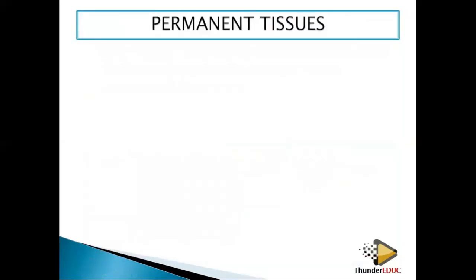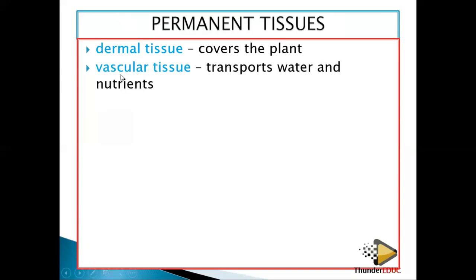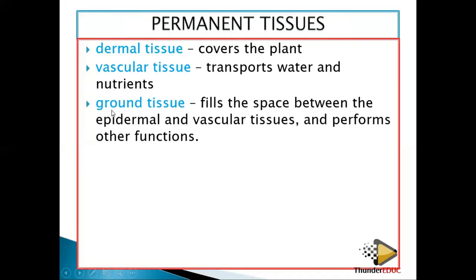So what about permanent tissues? When you look at permanent tissues, these ones can't modify. Dermal tissue covers the plant. It means it is at the outside part of the plant, that's why it's dermal. Dermal means it's like a skin. Then you have the vascular tissue. These ones are very important for transportation. When I look at them in their categories, we have the ground tissues. These ones fill spaces between the epidermal and the vascular tissue. And they can also perform other functions like storage.